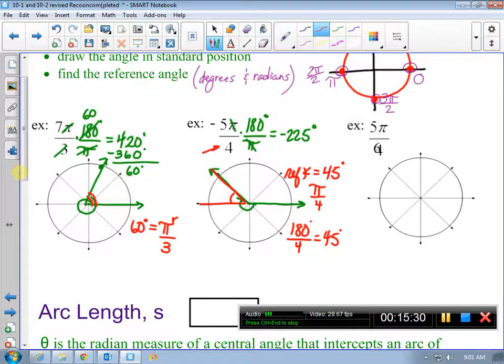And the last one, I believe this says 5 pi over 6 on your papers.